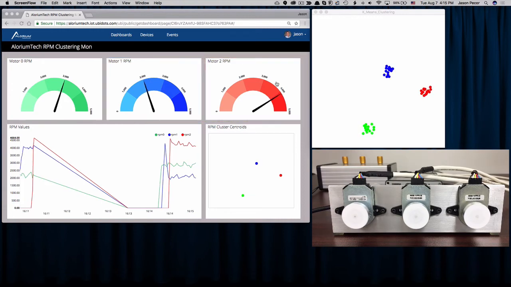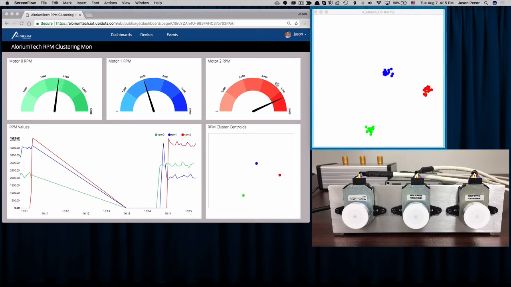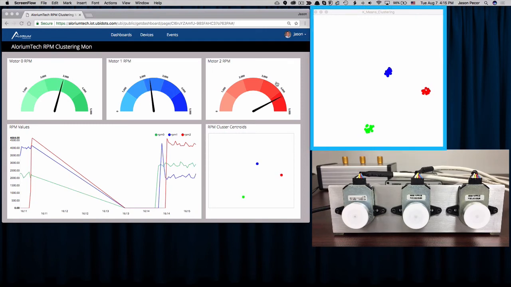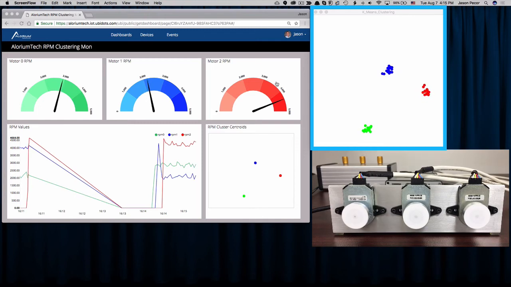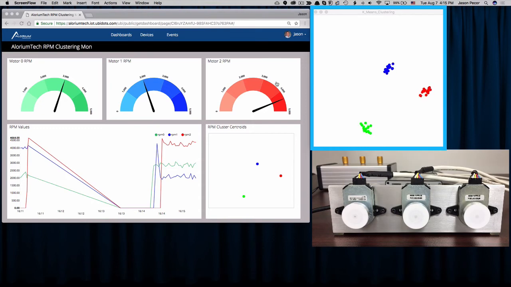Now, what you can see here is we're collecting this data off the Quadrature encoders from the motors like we talked about in the setup. And right now we're only keeping a history depth of 50 points as we're doing these k-means calculations and that clustering algorithm that we're running on the data.